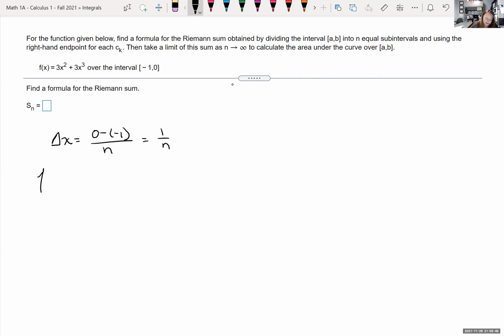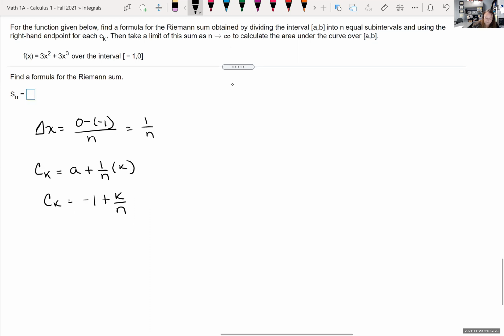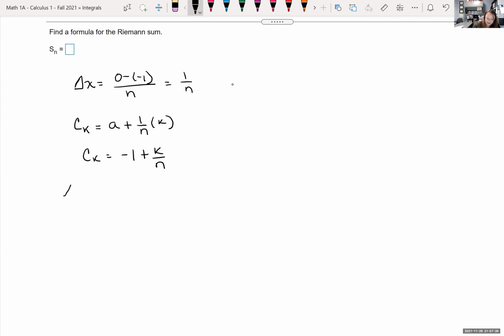We need to look at what is f of, let me see, we need to find our c sub k value. It's our right endpoint, so that is a plus 1 over n times k. But a in our case is -1, plus k over n. So we want to look at what is f of c sub k, or f of -1 plus k over n.